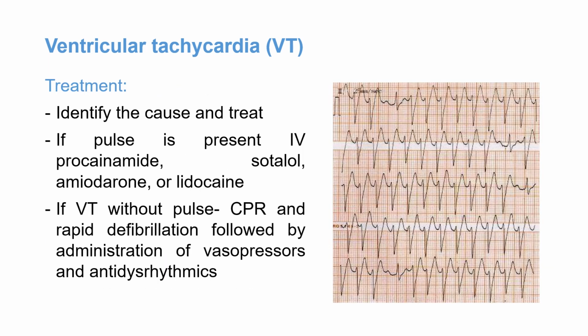For ventricular tachycardia, identify the cause and treat. If pulse is present, IV procainamide, sotalol, amiodarone, or lidocaine can be given. For ventricular tachycardia without pulse, CPR should be started and defibrillation given, along with vasopressors and antiarrhythmics.